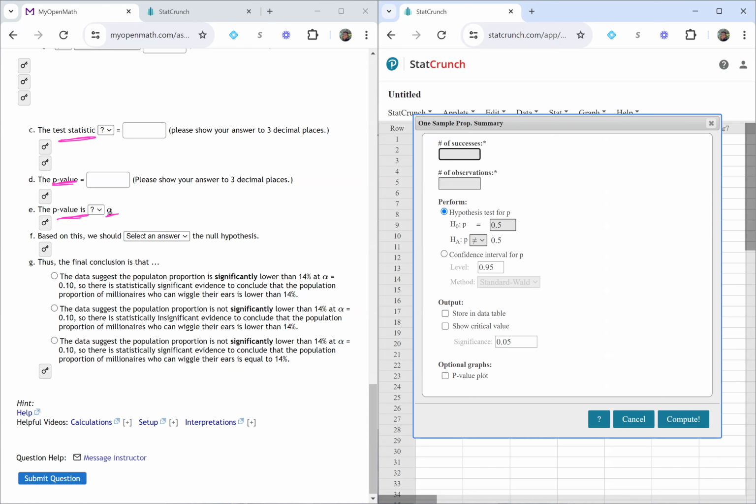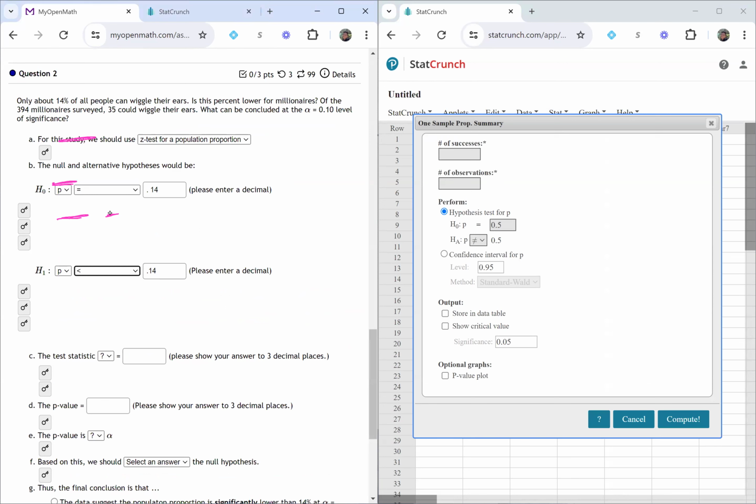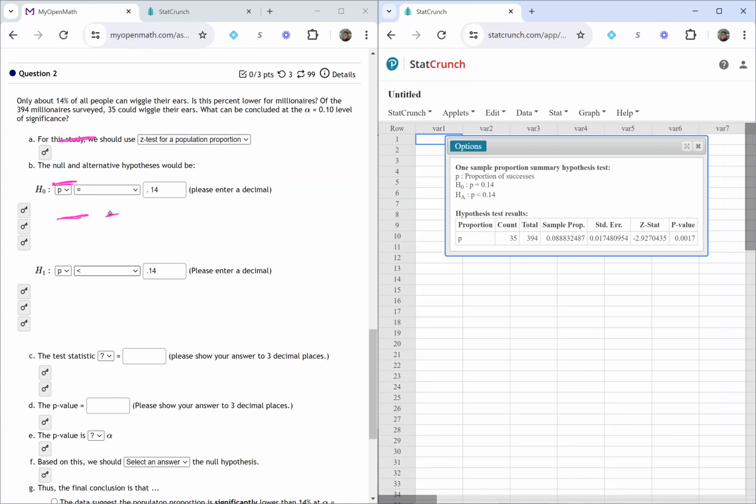If I scroll back up for a moment, it says that 35 of those 394 millionaires could wiggle their ears. So 35 successes out of 394 observations. Now, my hypothesis test is not 0.5, but I have to use the 0.14 that I thought it might be, or that it's less than that. All right, I'm going to go ahead and click compute, and I'll scroll back down.